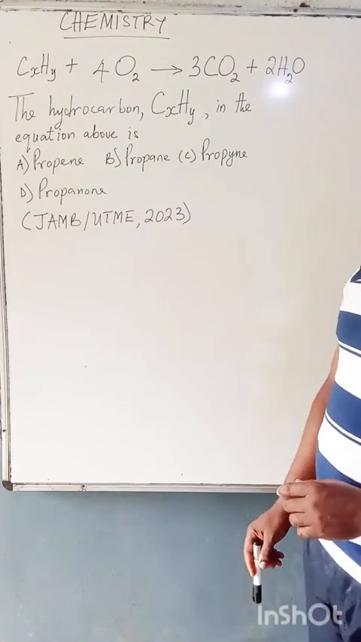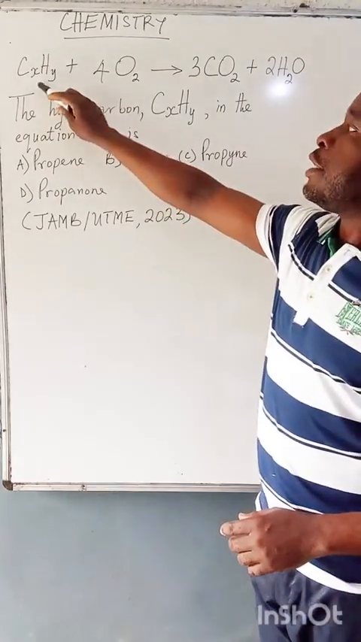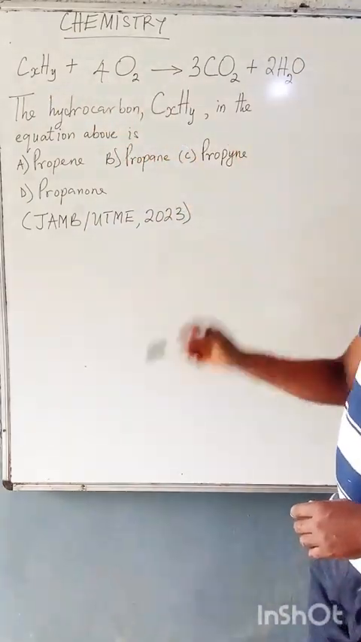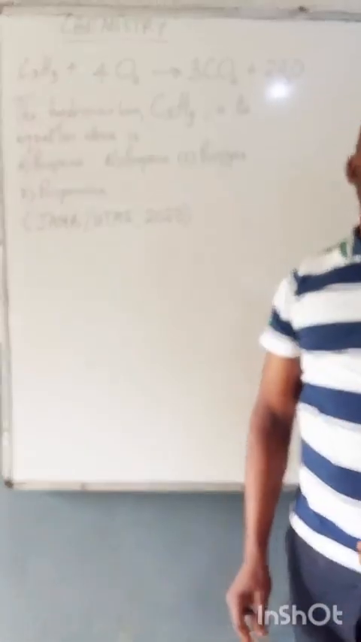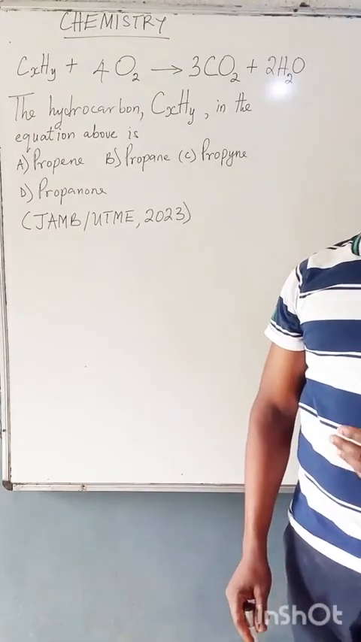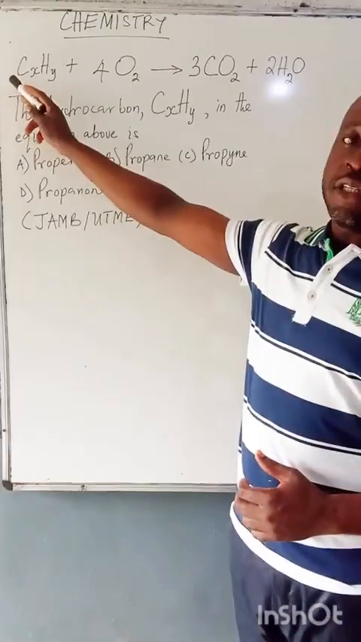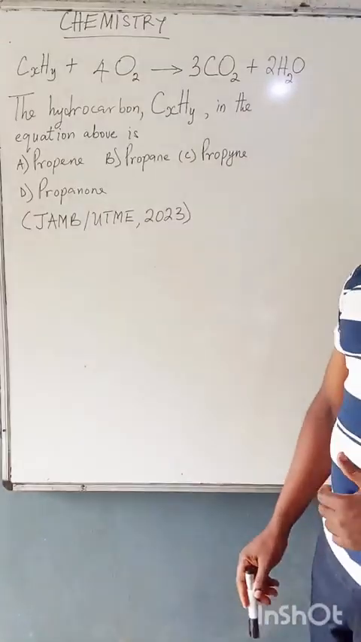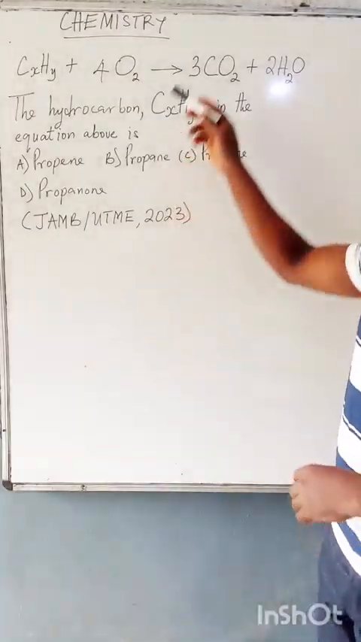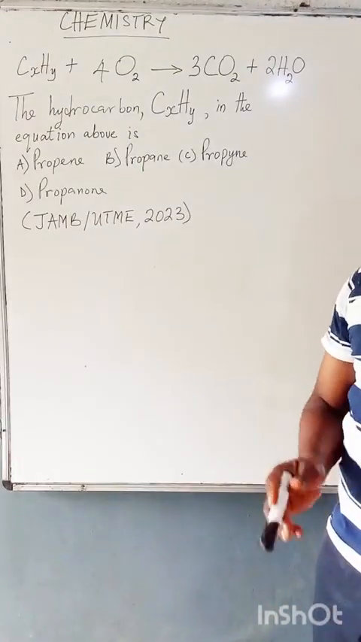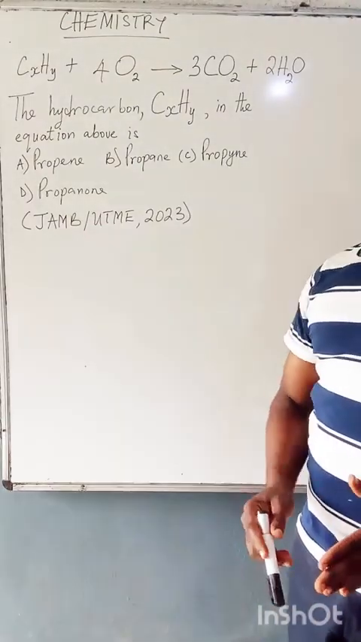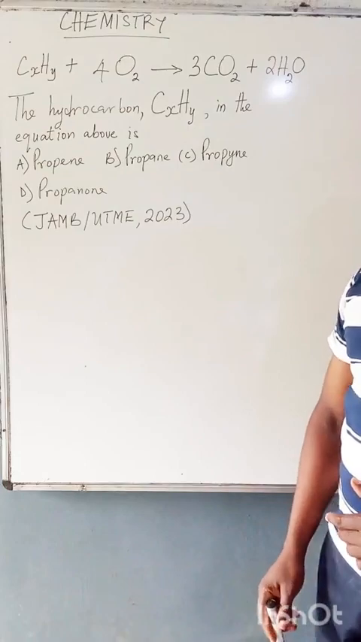First of all, we need to balance this equation. And for us to balance the equation, we have to make sure that the number of atoms of each element on the reactant side is equal to the number of atoms of that same element on the product side. That is what is meant by balancing of a chemical equation.